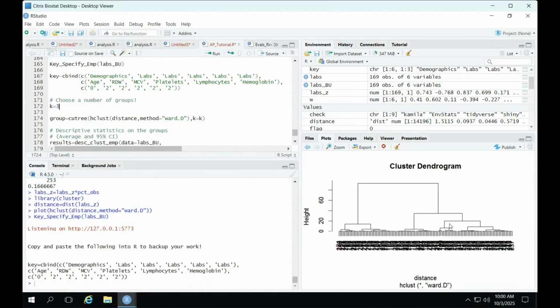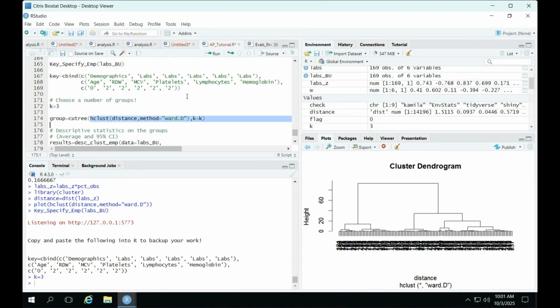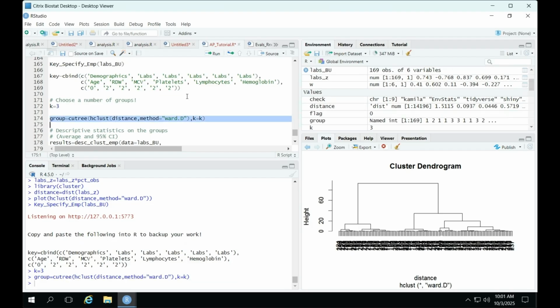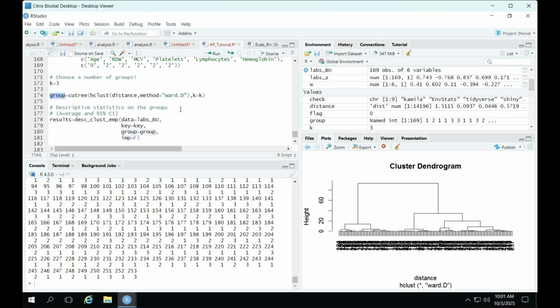Okay, so now let's say that I look at this dendrogram and I think there's 3 groups here. I want to start with 3 groups. So I'm going to find 3 groups. I'm going to use this hclust function. It's the same as before, but I'm wrapping it in this cutree function. So in other words, select a number of groups equal to k, 3 groups here. Now I have group identities for every individual in the data set.